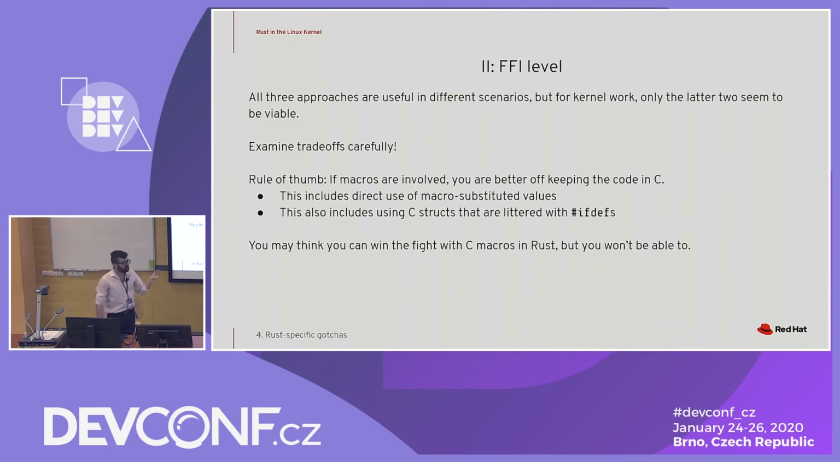Now, definitely examine the trade-offs carefully because all of these options have different places and different kinds of FFI. And the rule of thumb that I would say is if you're doing something with the C preprocessor macros, or anything with structs even that have ifdefs in them, you'll want to offload that to C because you may want to try to win that war, but you will not.